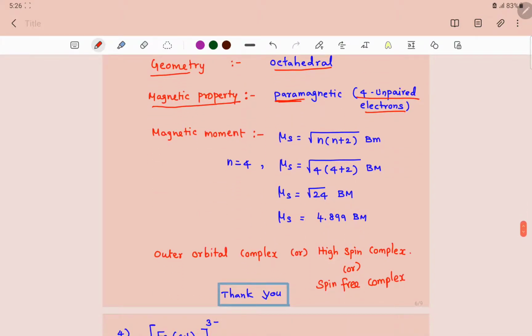So then we can calculate the magnetic moment of the complex using this formula. The n value is about 4. When you substitute in the above formula, you will get the square root of 24, which is nothing but 4.899 Bohr magneton. Okay, so that is the magnetic moment value of this cobalt fluorido complex.